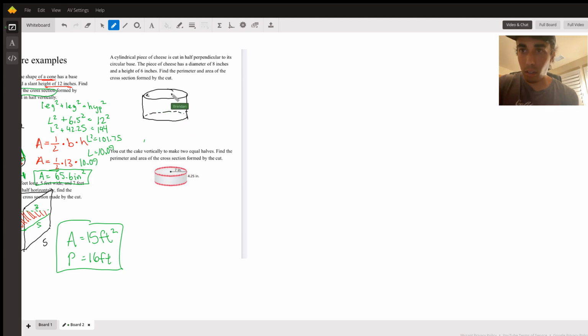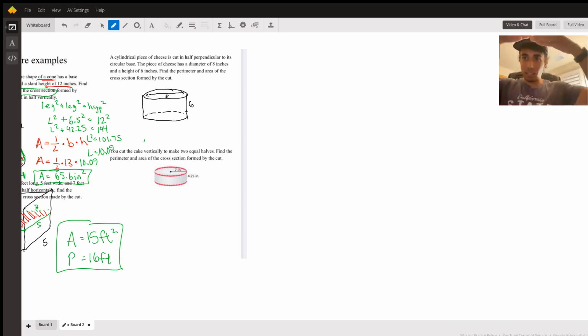So that's coming all the way across this way. That's going to be an 8. And then the height, that's up and down. That's going to be a 6. All right, so we're looking right here. That's going to be a 6. And remember, when we're cutting it, we're going straight up and down, right? Perpendicular to the base. So that means if this is my base, I'm coming down, making a 90-degree angle.